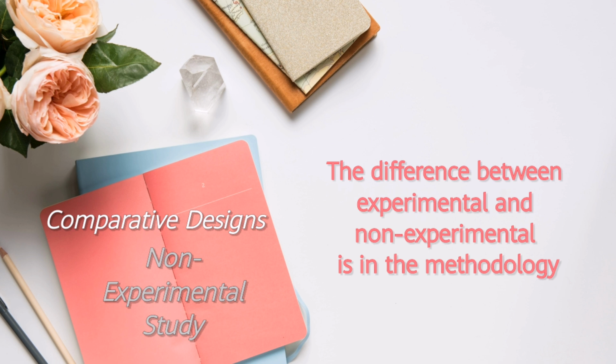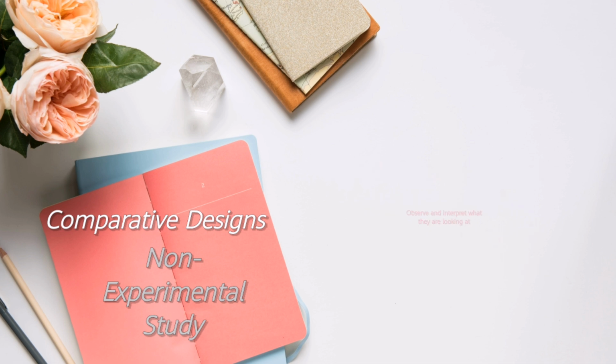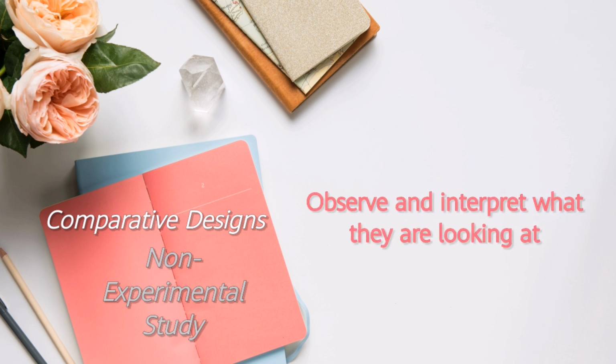Experimental researchers are capable of performing experiments on people and manipulating the predictor variables. Non-experimental researchers are forced to observe and interpret what they are looking at.